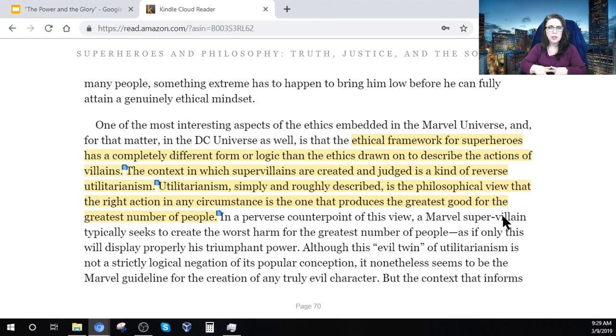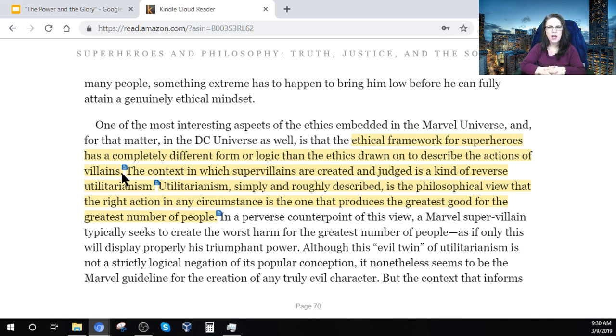It's very important to note that these two authors aren't just looking at one set of comic book characters, they're looking at the entire genre. They say the ethical framework for superheroes has a completely different form of logic than the ethics drawn on to describe the actions of villains. So we have comparison and contrast writing going on. The context in which supervillains are created and judged is a kind of reverse utilitarianism. Now, in literary terms, we call this an inverse.